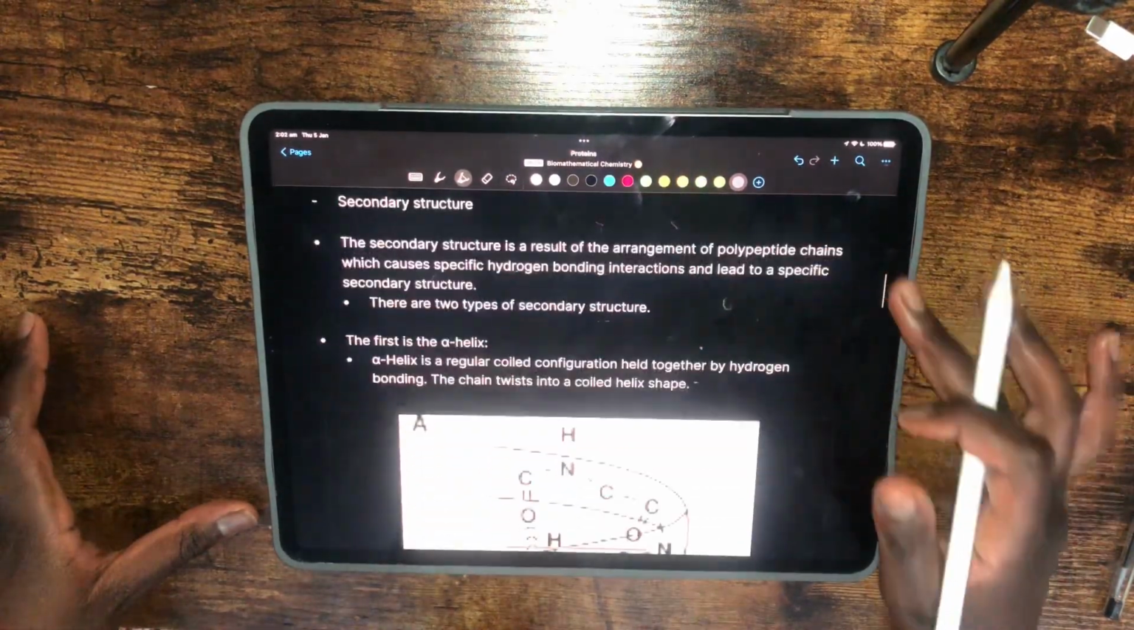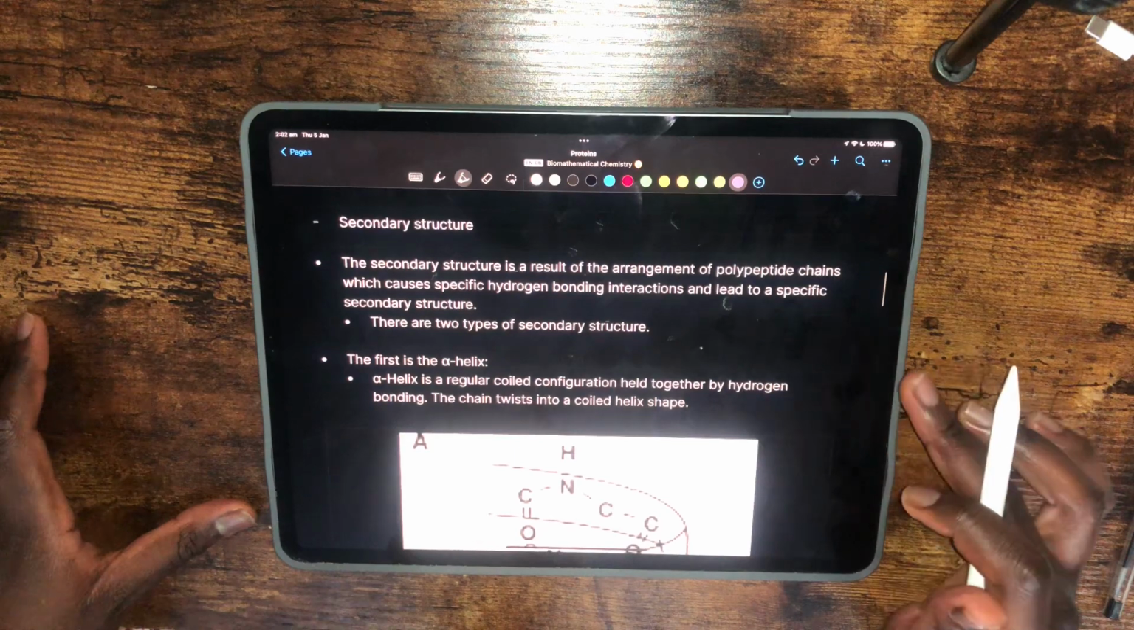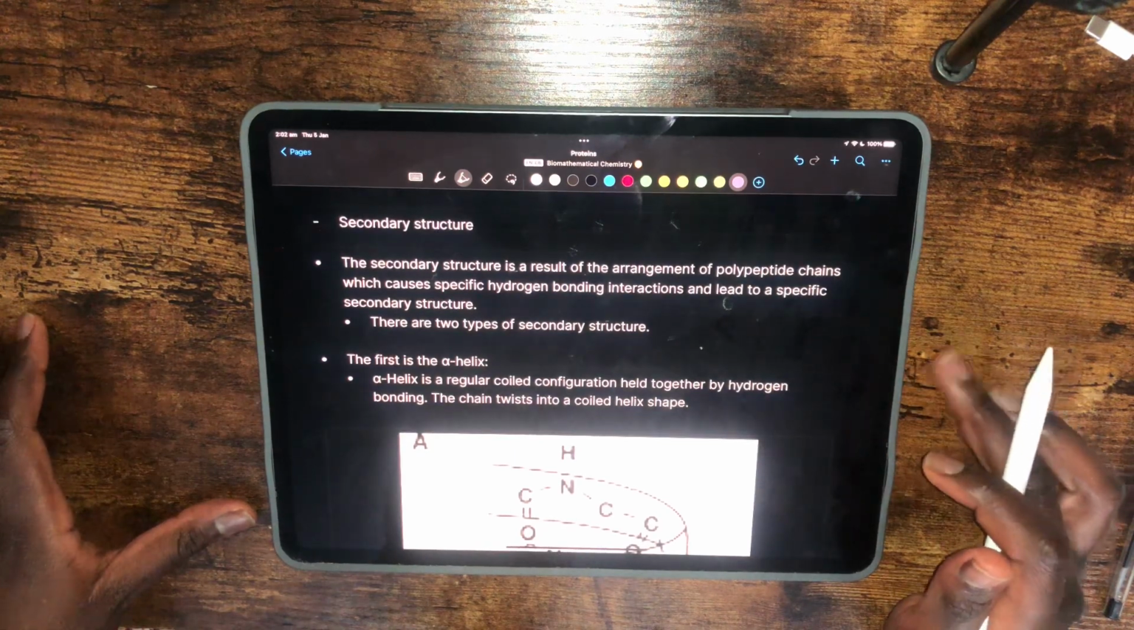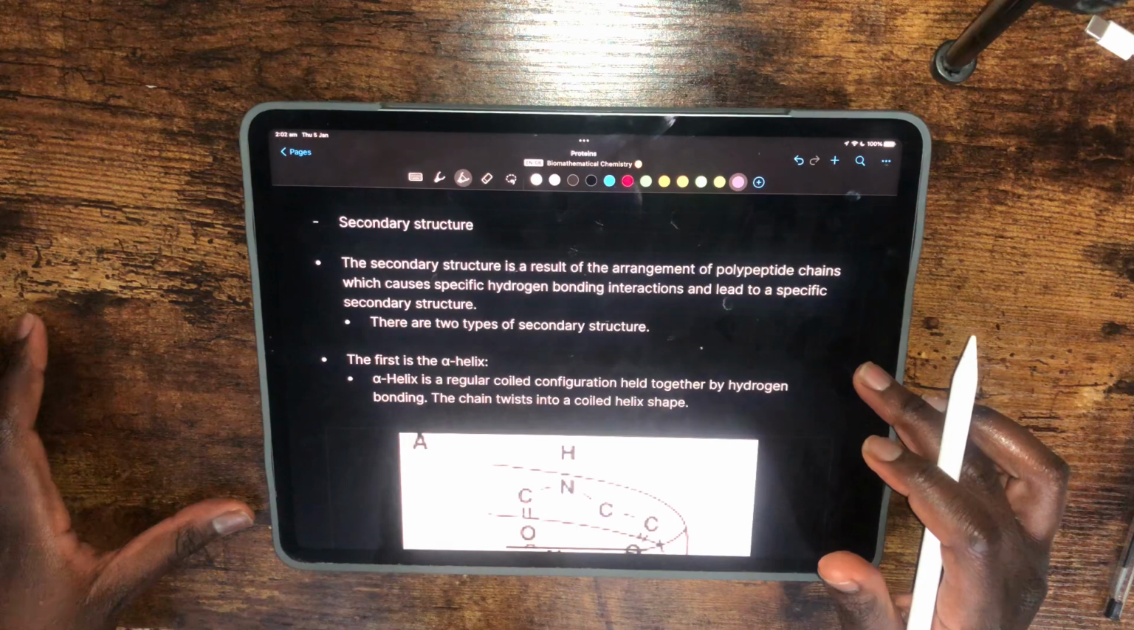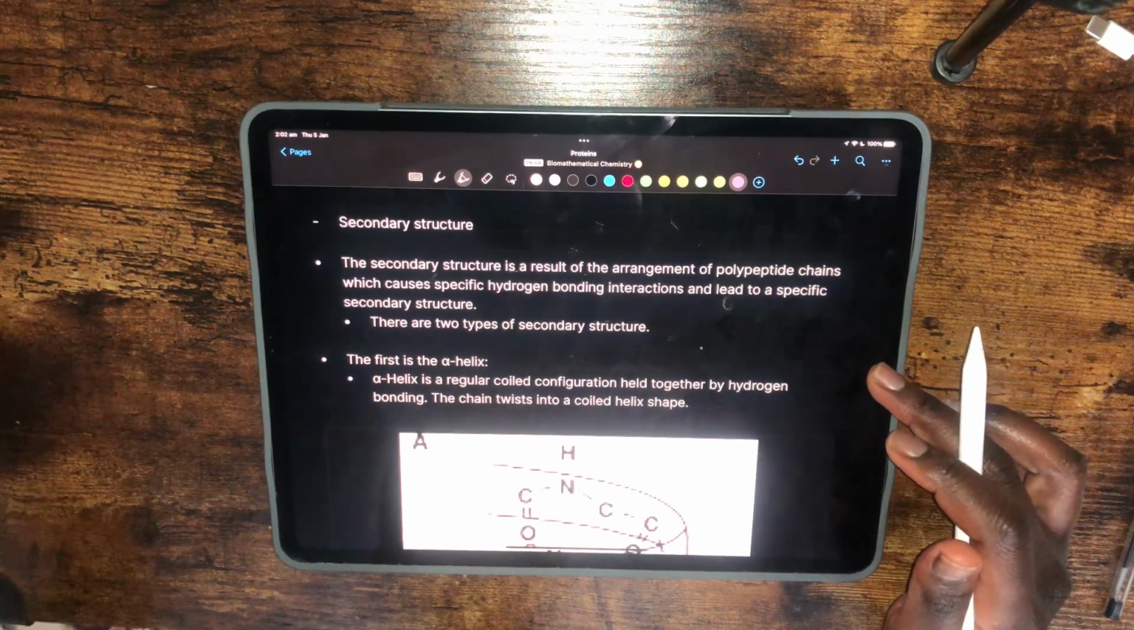Secondary structure. So the secondary structure is a result of the arrangement of polypeptide chains, which causes a specific hydrogen bonding interaction and leads to a specific secondary structure. There are two types of secondary structure.